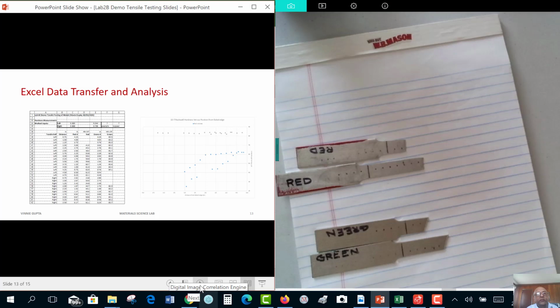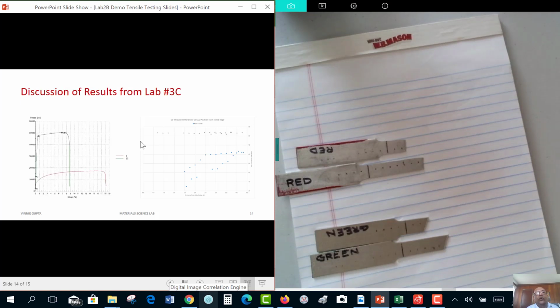Also, our hardness profile correlates with our tensile testing curve. So notice in our red specimen, we saw substantial improvement in strength as we deform more and more. So we saw substantial improvement in hardness as we deform more and more. Here the curve is rather flat. There is not much strain hardening, and therefore we don't see much of that effect.